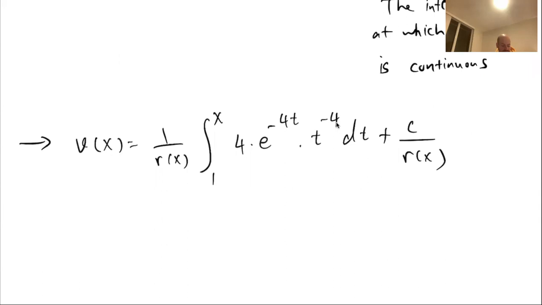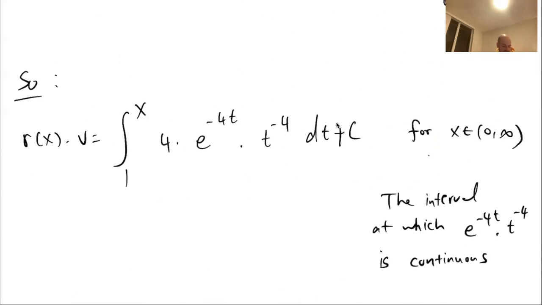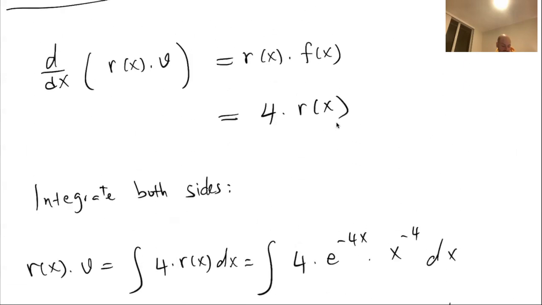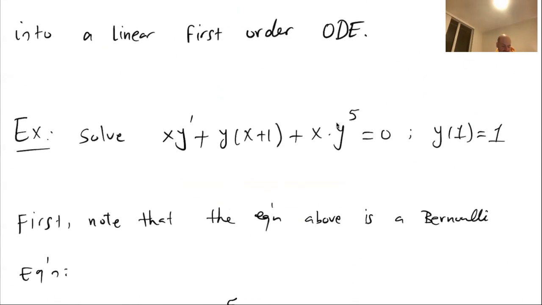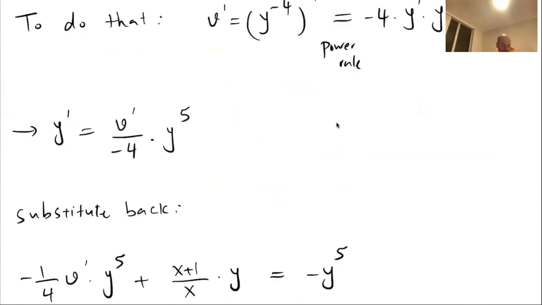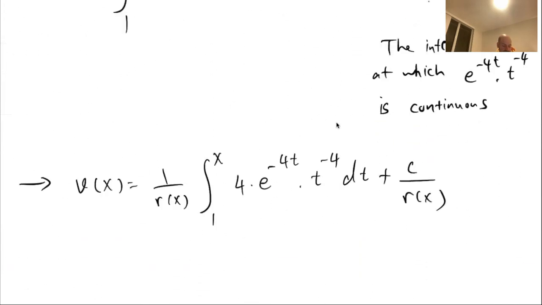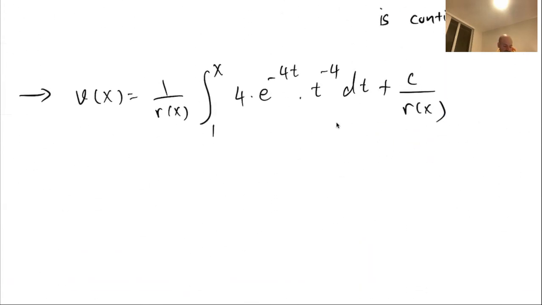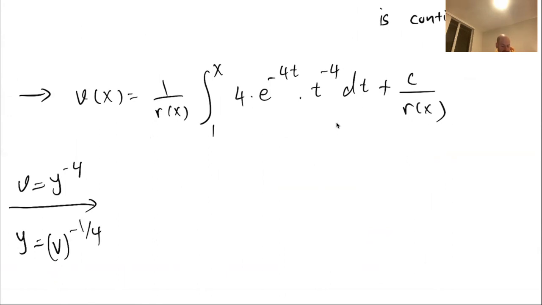Now I want v of 1 to be, so I know y of 1. Remember, in the original question, y of 1 is given as 1. So what should be v of 1? First, let's find y of x. What is y of x? If you remember, v was y to power minus 4. So y will be v to power minus 1 over 4.